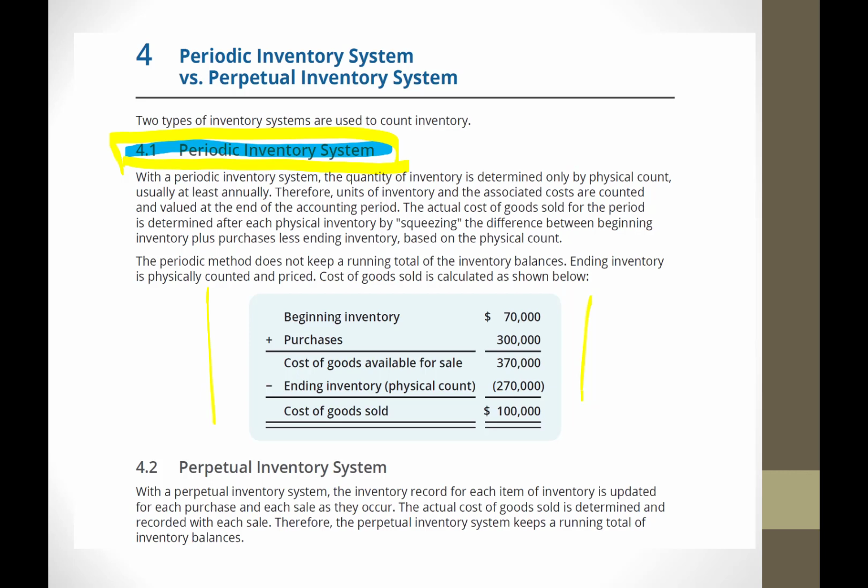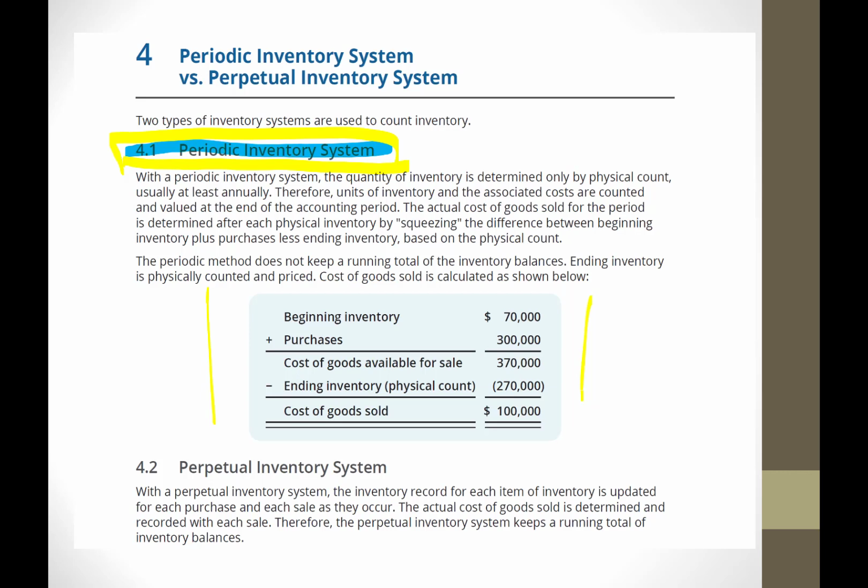Okay? So you've got to get good at this, guys. You've got to know this like a Catholic priest. You ever hear a Catholic priest when they're talking about this? They say beginning inventory plus purchases plus freight in minus returns equals goods available for sale, minus ending inventory equals cost of goods sold. You've got to be able to rattle this whole thing off.